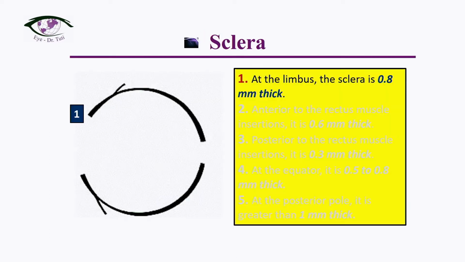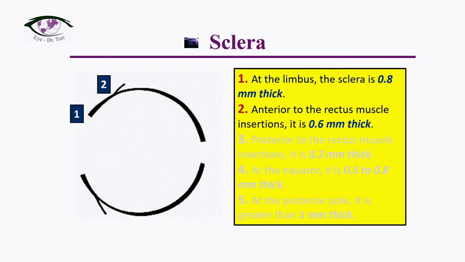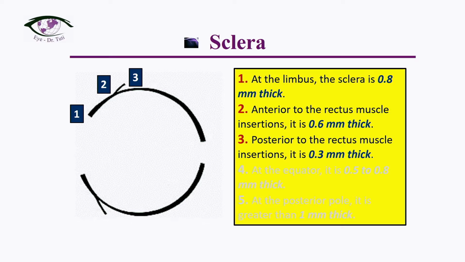Sclera. It's very crucial also to know the thickness of the sclera in different parts of the eye globe. At the limbus, the sclera is 0.8 millimeter thick. Anterior to the rectus muscle insertion, it's 0.6 millimeter thick. Posterior to the rectus muscle insertion, it's 0.3 millimeter thick. That's why when you do resection of the muscle, it's very important to be careful.